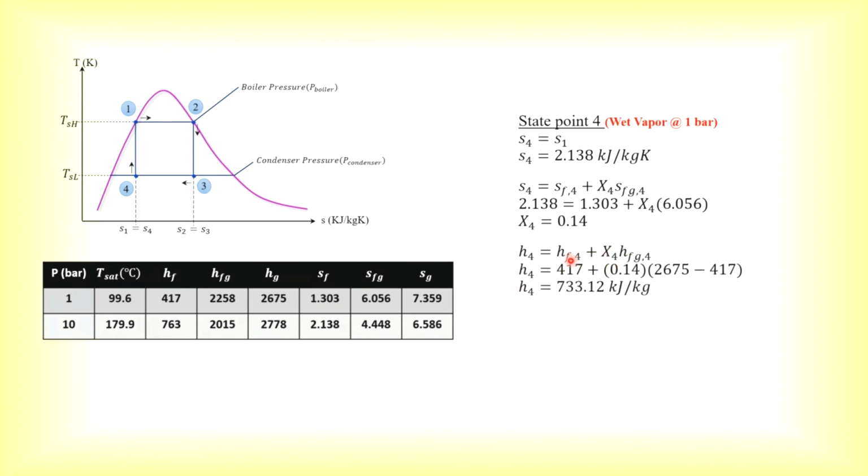So you got your X, and now HF, that is at pressure 1 bar. So you have 417 and then you have your HFG. No need to take Hg minus HF. Straight away take HFG. So you got your H4.